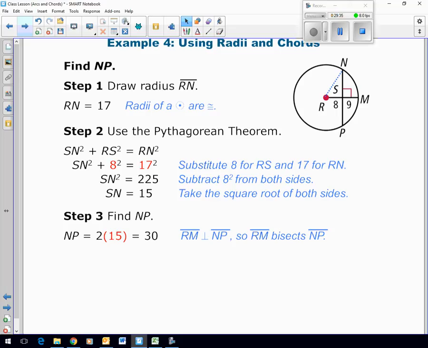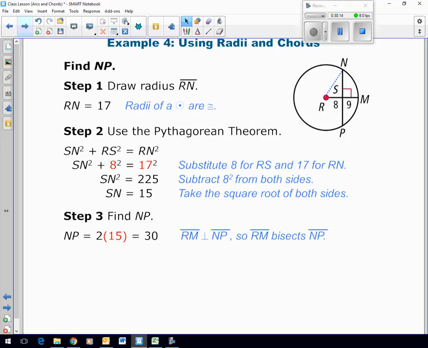If I work this out, 64 plus x squared equals 17 squared. What's 17 squared? 289. Subtract 64 from both sides. 289 minus 64 is 225. The square root of 225 is 15.